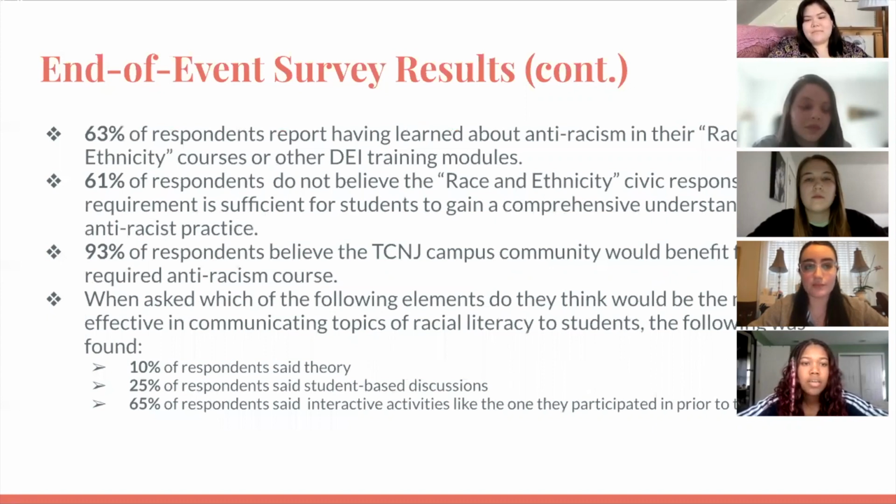Continuing on, 63% of respondents reported having learned about anti-racism in their race and ethnicity courses or other DEI training modules. 61% of respondents do not believe that the race and ethnicity civic responsibility requirement is sufficient for students to gain a comprehensive understanding of anti-racist practice.